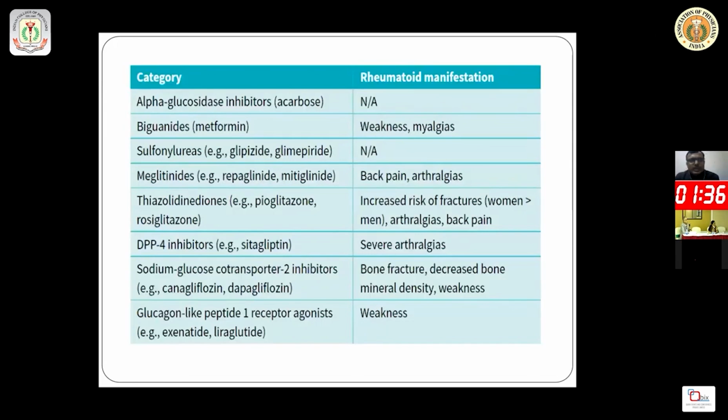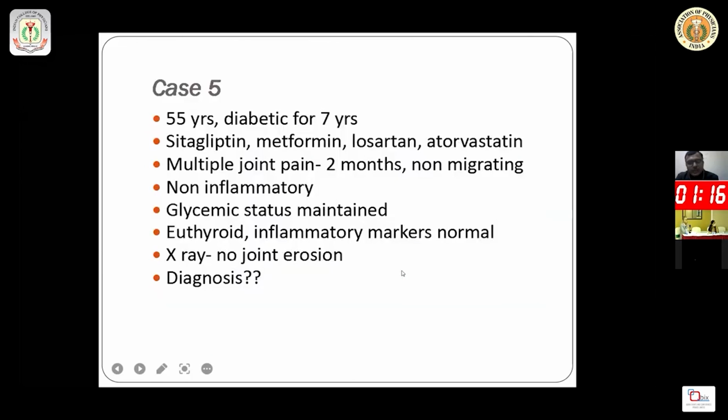This is a table from Hochberg, the standard textbook of rheumatology, wherein we can see that there are many rheumatological manifestations of the antidiabetics. So, if we look at this case here, sitagliptin and the DPP-4 inhibitors are notorious for causing severe arthralgias. And so, this patient, I diagnosed as a case of DPP-4 induced arthralgia, and we stopped the DPP-4 and the joint pain disappeared. That itself proves that probably this was a case of DPP-4 induced arthralgia.